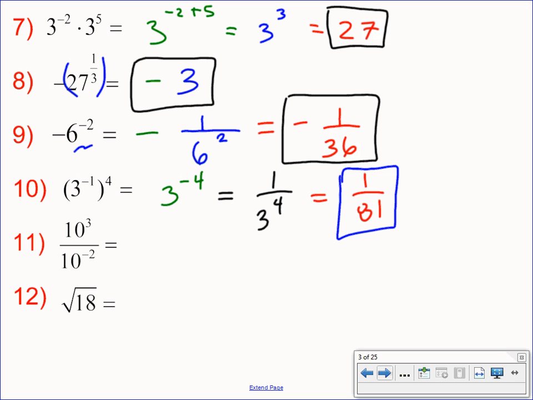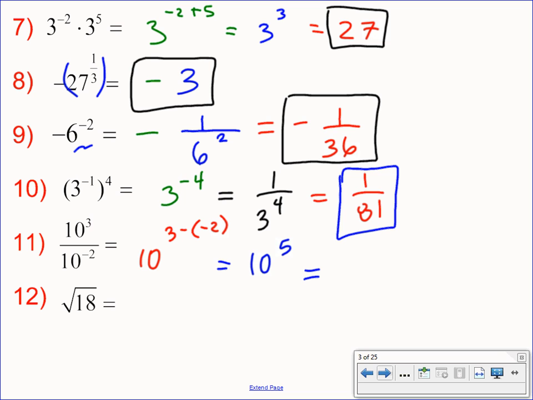Continuing on with our properties of exponents, number 11, 10 to the 3rd over 10 to the negative 2. I know that with the quotient of powers, my shortcut operation is subtraction with the exponents. Top exponent minus bottom exponent. And so I could first rewrite number 11 as 10 to the 3 minus a negative 2. Top exponent minus bottom exponent. But when I do that, notice how subtracting a negative is the same as adding a positive. And so I would get 10 to the 5th power.